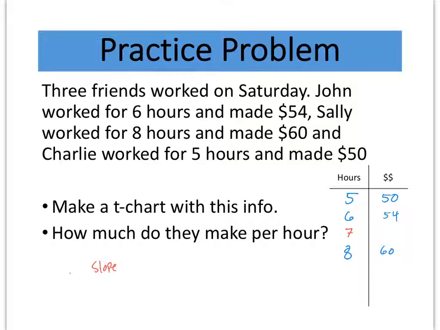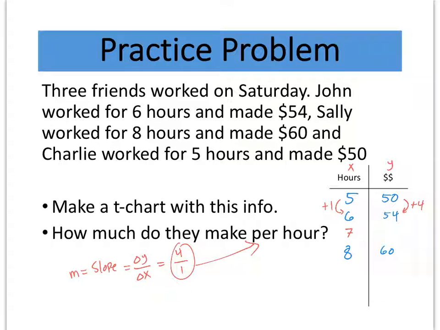We call that m a lot of times, so m is the slope. And the slope we know is change in y over change in x. What is the change in y? Well, y is now the dollar value, and x is the hours or time. So my change in y is plus 4. My change in x is plus 1. So my slope for this is $4 in 1 hour. So hey, we figured out how much they made per hour, $4 per hour.